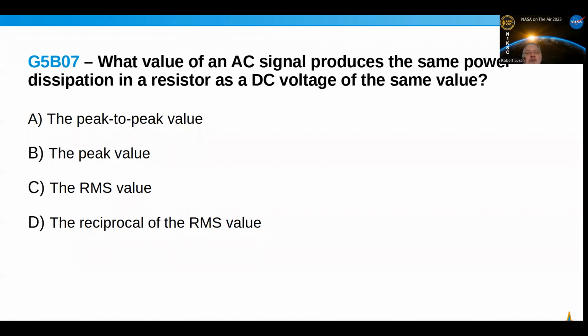What value of an AC signal produces the same power dissipation or heat in a resistor as a DC voltage of the same value?